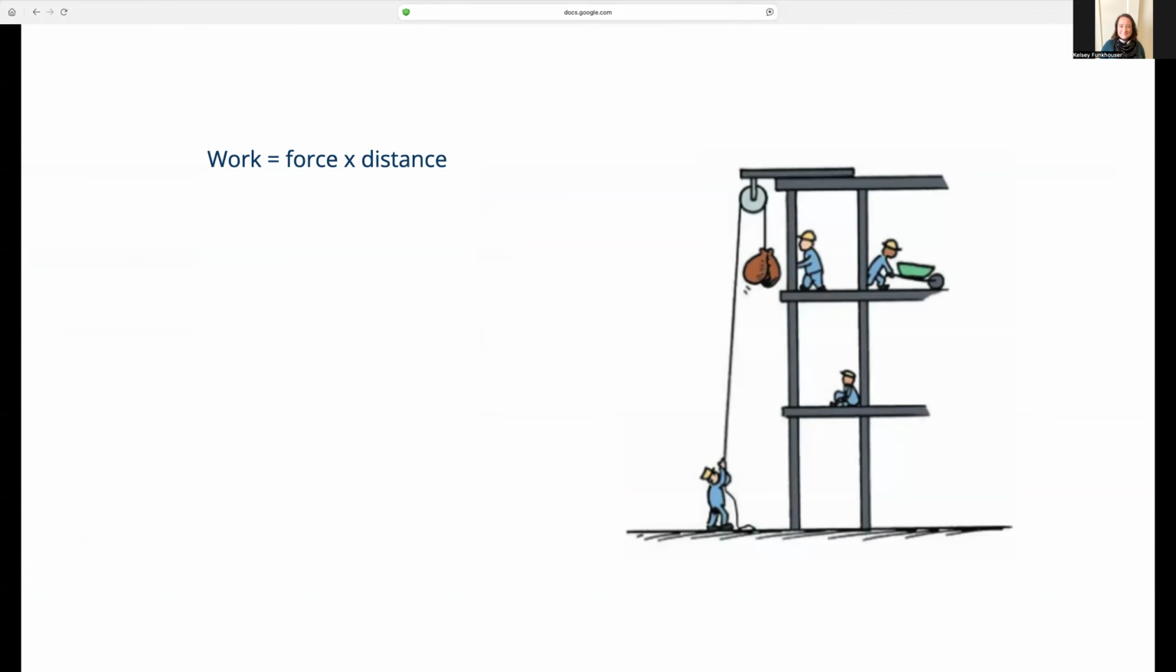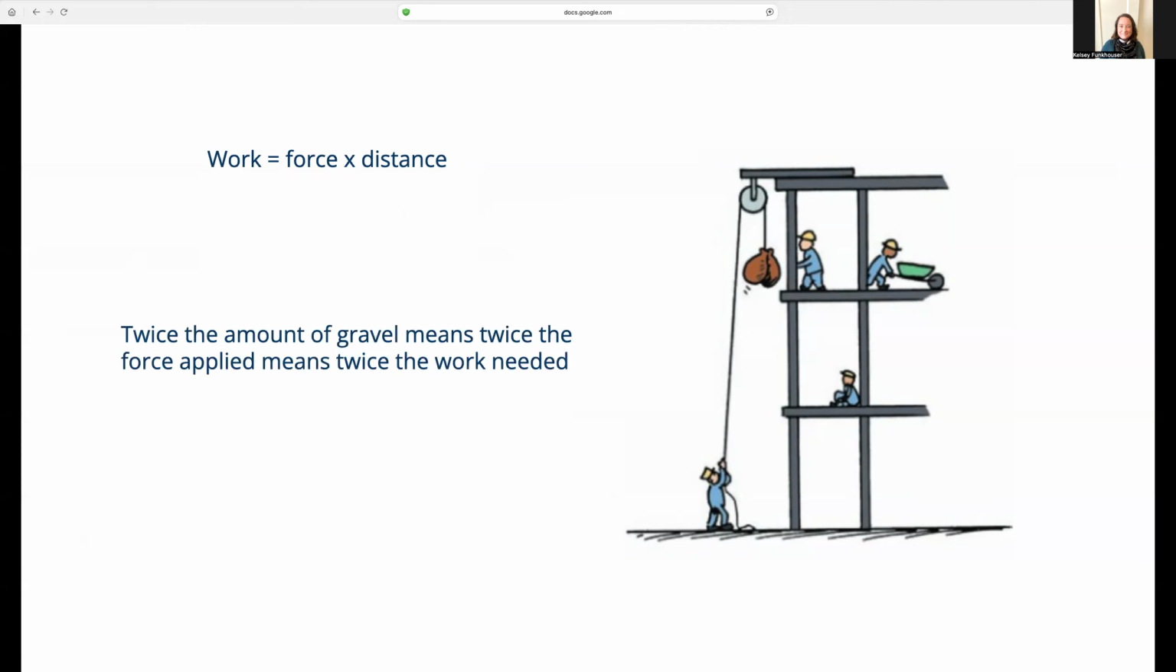Now we can look at another example. This time, we've doubled the amount of gravel that we're lifting. So we're lifting twice as much. And so that means twice as much force to go the same distance. So twice the amount of gravel means twice the force applied means twice the work needed. Where before it was the same amount of force and gravel, but it was twice the distance, so that meant twice the work.